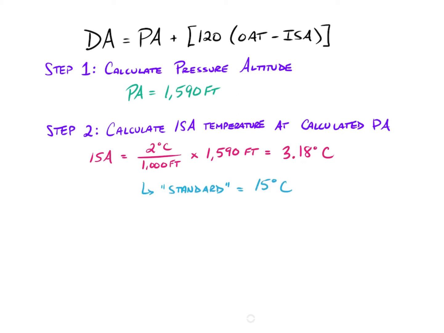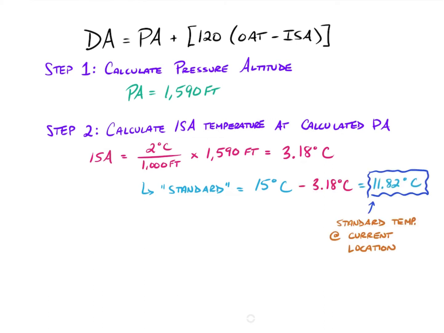and then we have to adjust from our standard. We know the standard at sea level is 15 degrees Celsius. So what I need to do is subtract the 3.18 that I got based on my previous calculation. So what that means is the standard temperature at my current location is 11.82 degrees Celsius. We would expect it to be about 11.82 degrees.